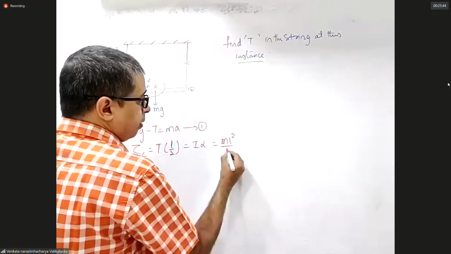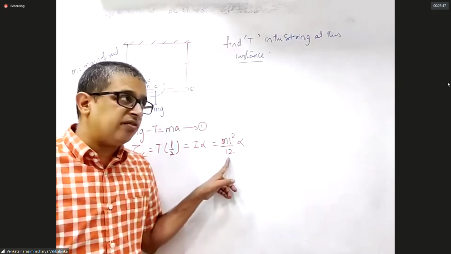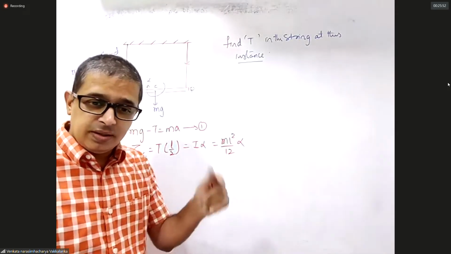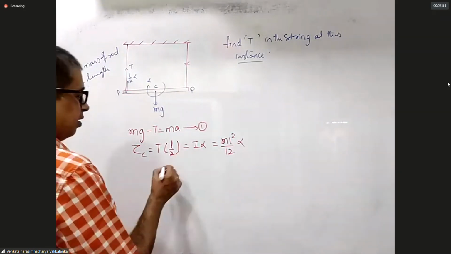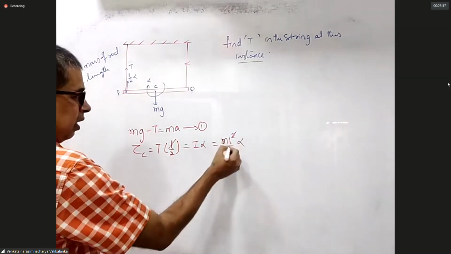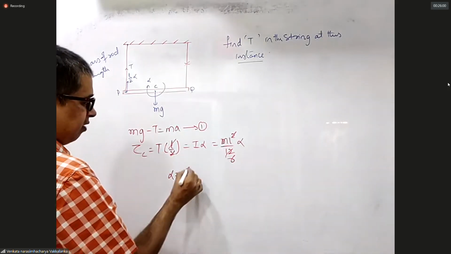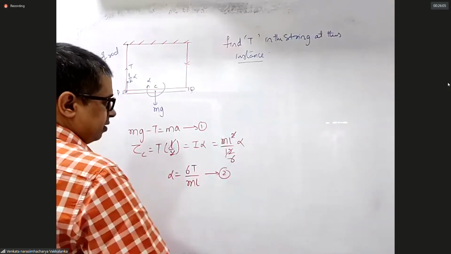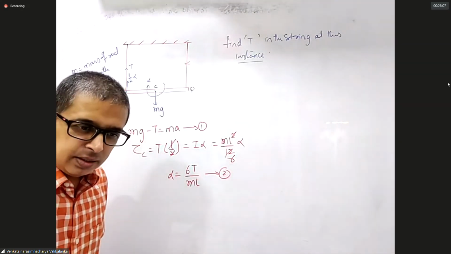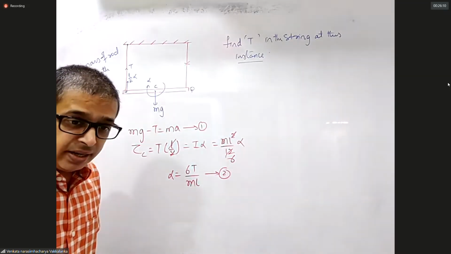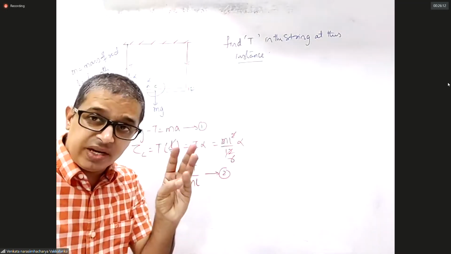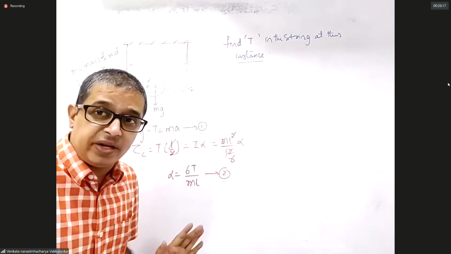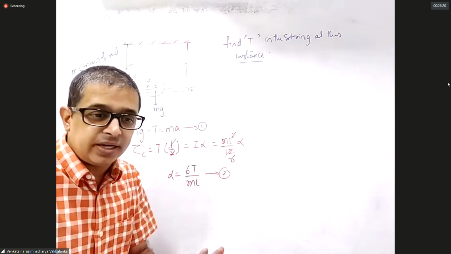T into L by 2 is ml square by 12 into alpha. Moment of inertia about an axis passing through the center of the rod is ml square by 12. Now one L will go, this will become 6. Alpha is 6T by ml. My second equation. We should calculate the tension, right? And we have three variables. A is one variable, alpha is one variable, T is one variable. Before you start simplification, count the number of variables. Number of equations should be equal to that, only then can you calculate.